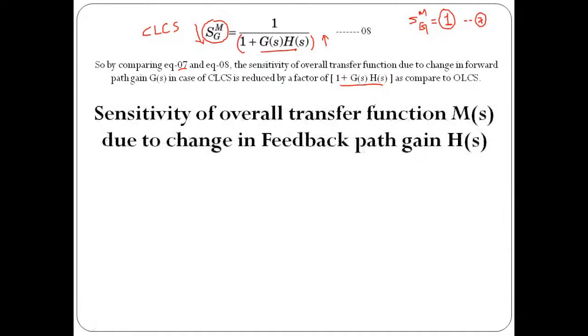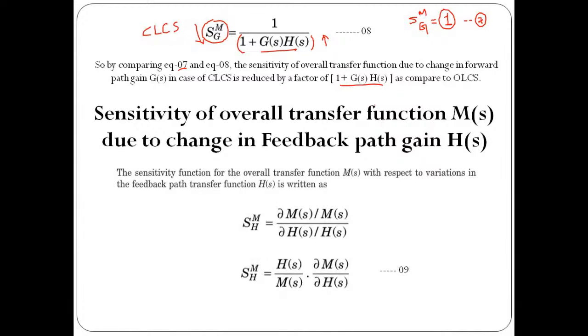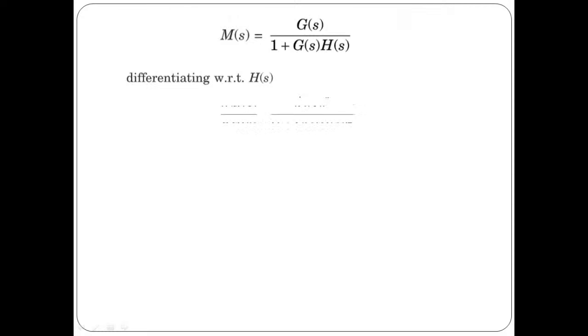Now, if you apply the same topology, but for the feedback path, instead of taking forward path gain, if you take feedback path gain, the formula will be like this. Instead of G(s), now we need to take H(s), because we are trying to find the sensitivity of the overall transfer function with respect to change in feedback path gain. So instead of taking the derivative of M(s) with respect to G(s), here we need to take the derivative of M(s) with respect to H(s). You will get this as an answer.